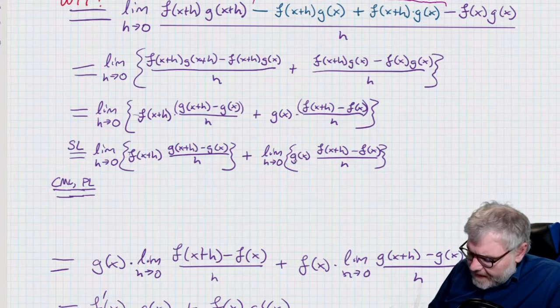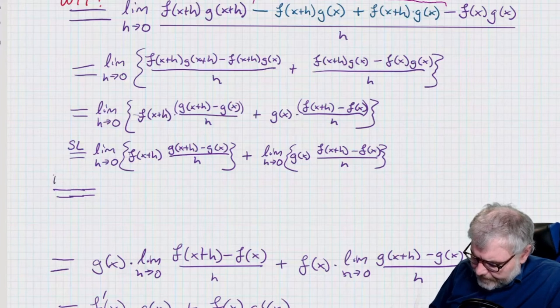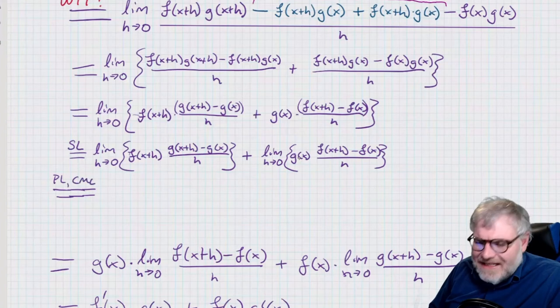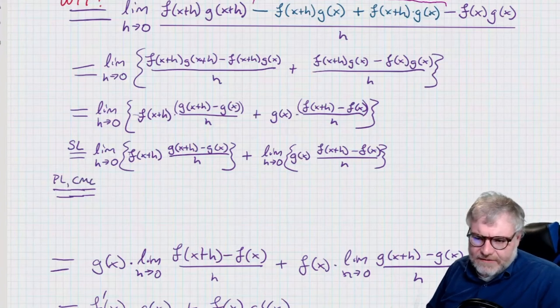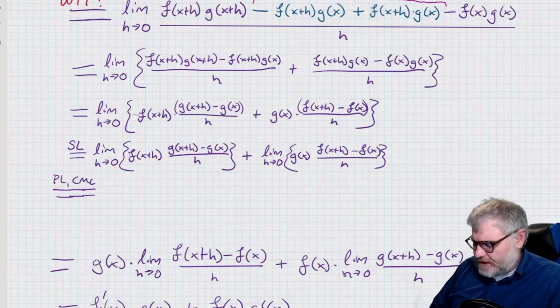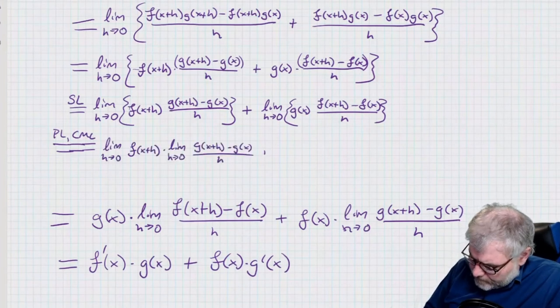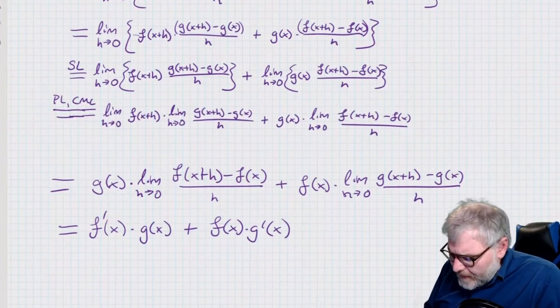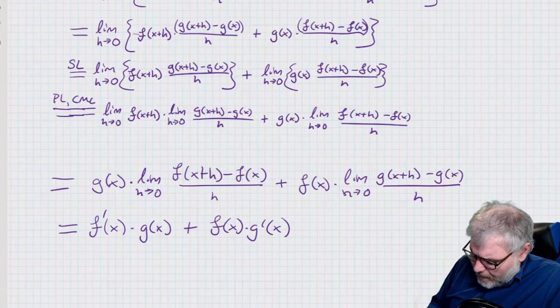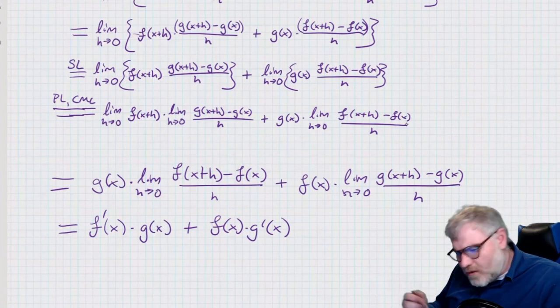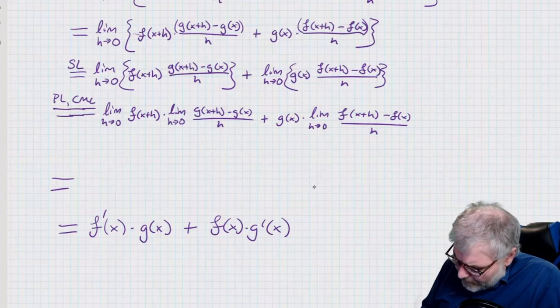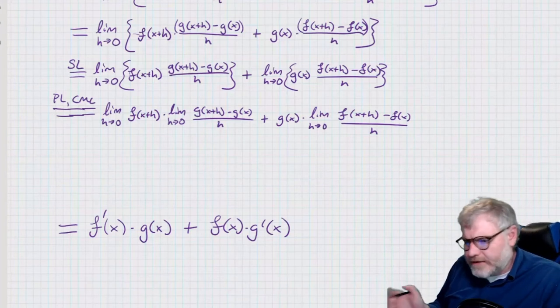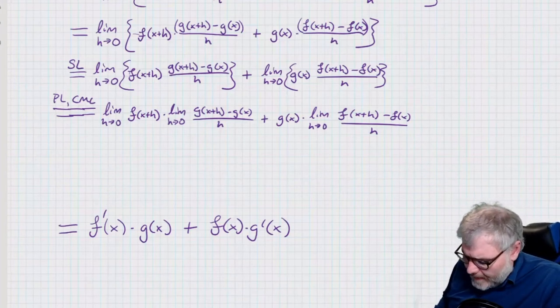Likewise, this right here, I should say product law, constant multiple law. This right here is a constant because there's no h in it. It's constant according to the limit. So this right here is g prime of x. This right here is f prime of x. The order's off, but that's okay. We're adding, we're not subtracting, so we could fix the order by flipping them around.